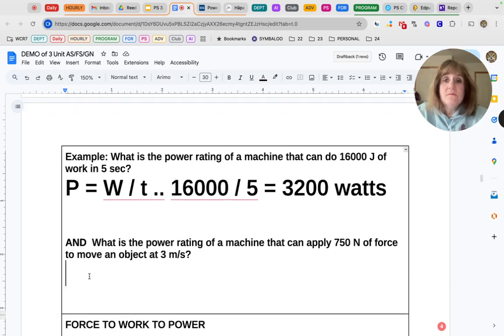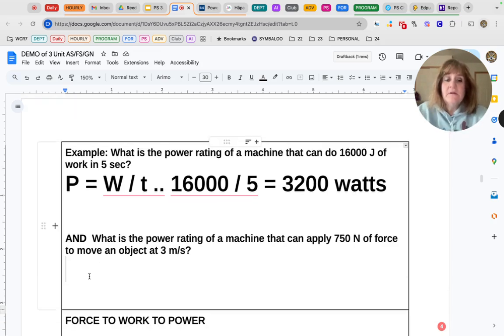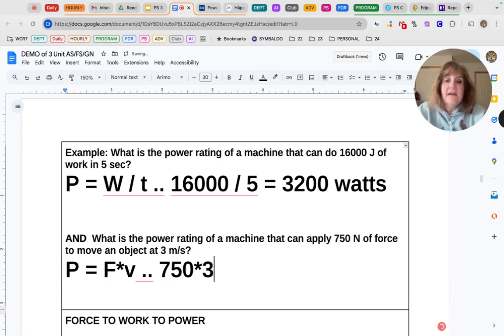And also, because we're still looking at power, what is the power rating of a machine that can apply 750 newtons to move an object at 3 meters per second? Power is equal to force times velocity. Force in this problem is 750 times 3 meters per second, which is equal to 2,250 watts.